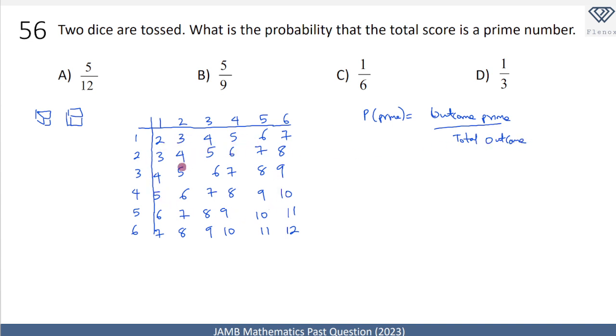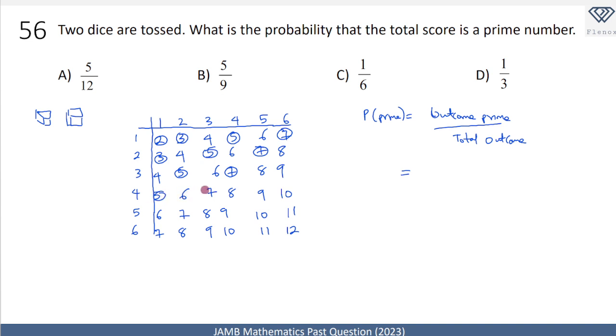Now which of them is prime? The first thing we need to do is to count how many of them are prime. Remember, a prime number is a number that is only divisible by 1 and itself. So we know that 2 is a prime number, 3 is a prime number, 4 is not because 4 is divisible by 2, 5 is a prime number, 7 is a prime number. 3 is a prime number here, 4 is not, 5 is, 7 is, 4 is not, 5 is, 6 is not, 7 is, 8 is not, 9 is not because 9 is divisible by 3.